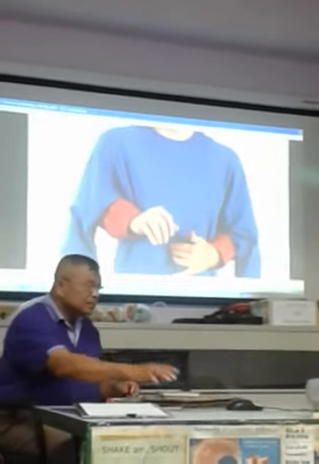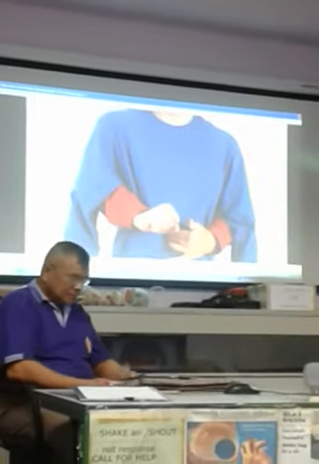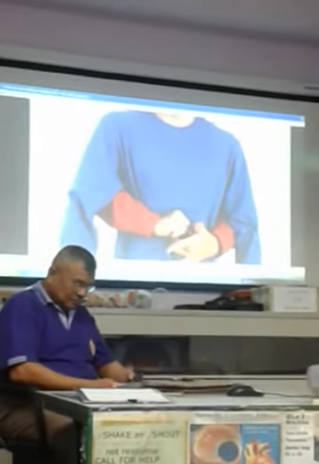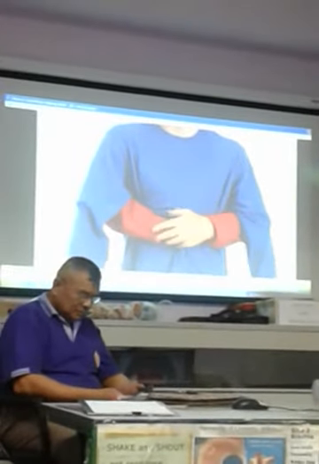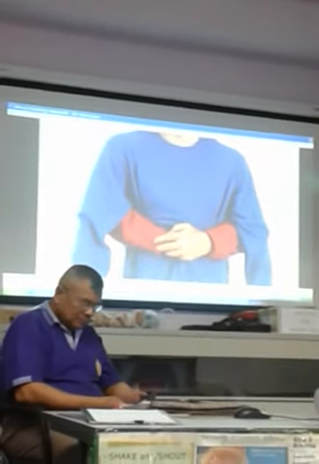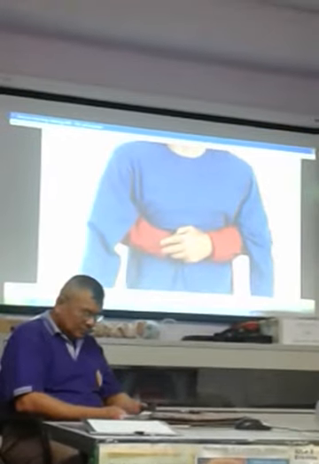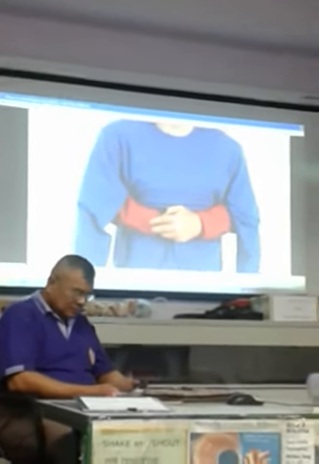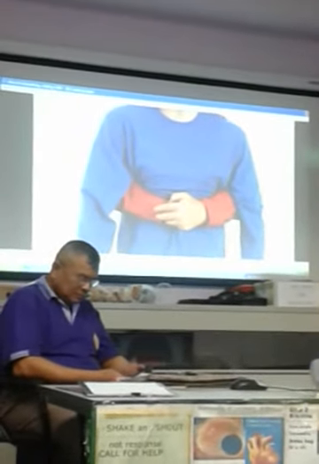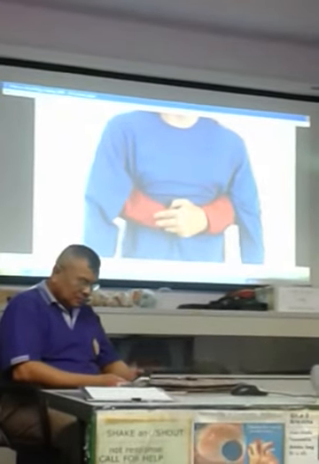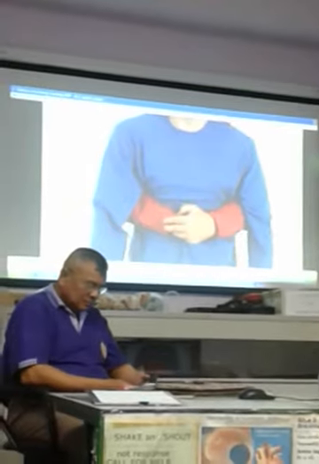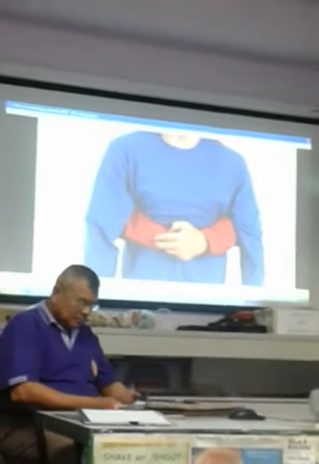With one hand, locate the navel. Then make a fist with the other hand. Place the thumb side of your fist against the victim's abdomen, just above the navel and below the breastbone. Grasp your fist with your other hand and press your fist into the victim's abdomen with a quick, forceful upward thrust. Repeat thrusts until the object is expelled from the airway or the victim becomes unresponsive.